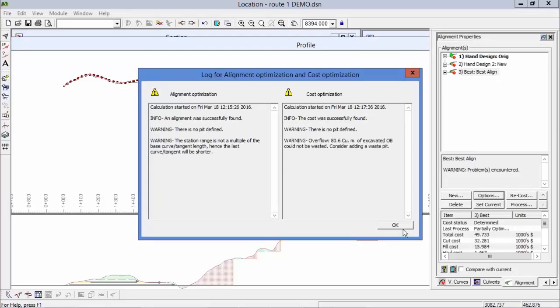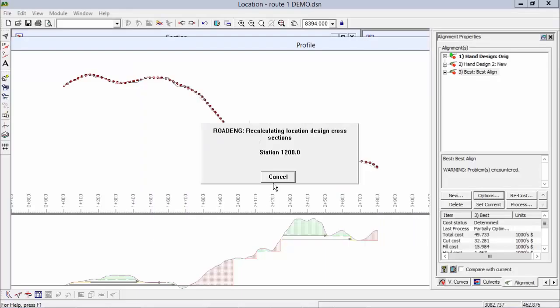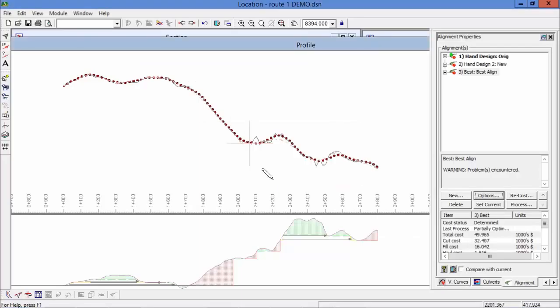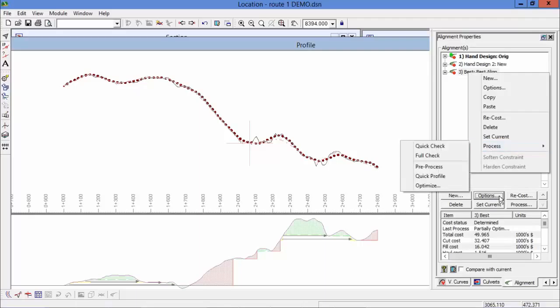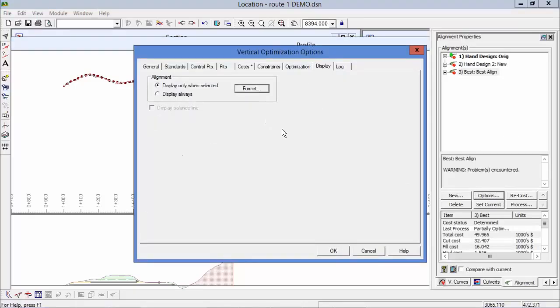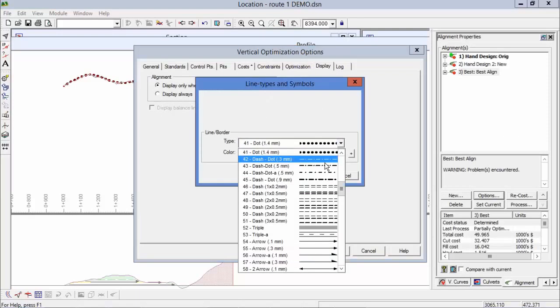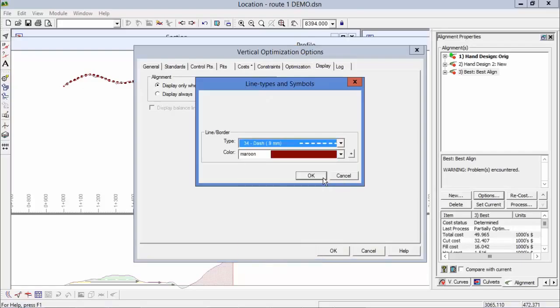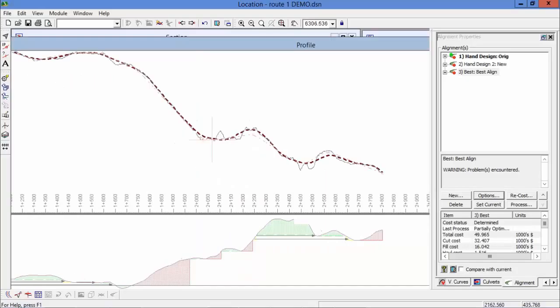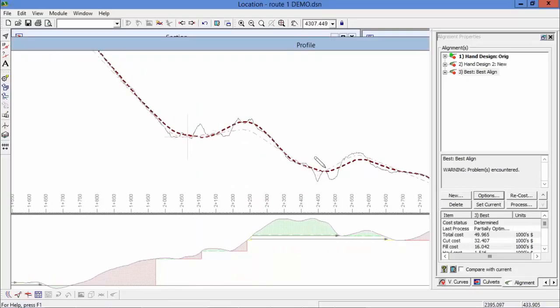Okay. I'm just going to change the line type here, it's not very pretty. So that is the best alignment that is being provided. We have actually stopped before the end. But what is important is, let's just look at the cost.